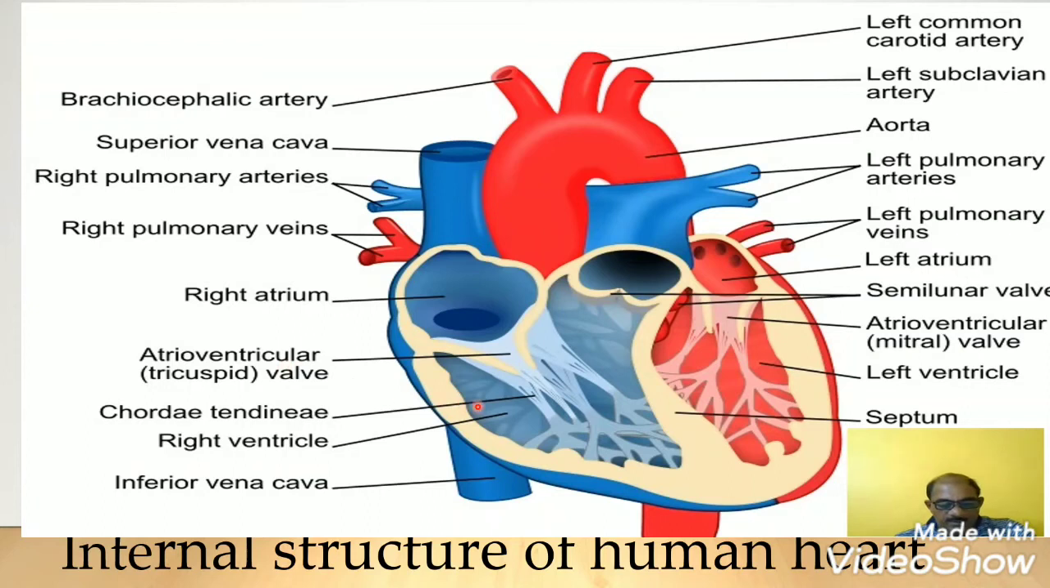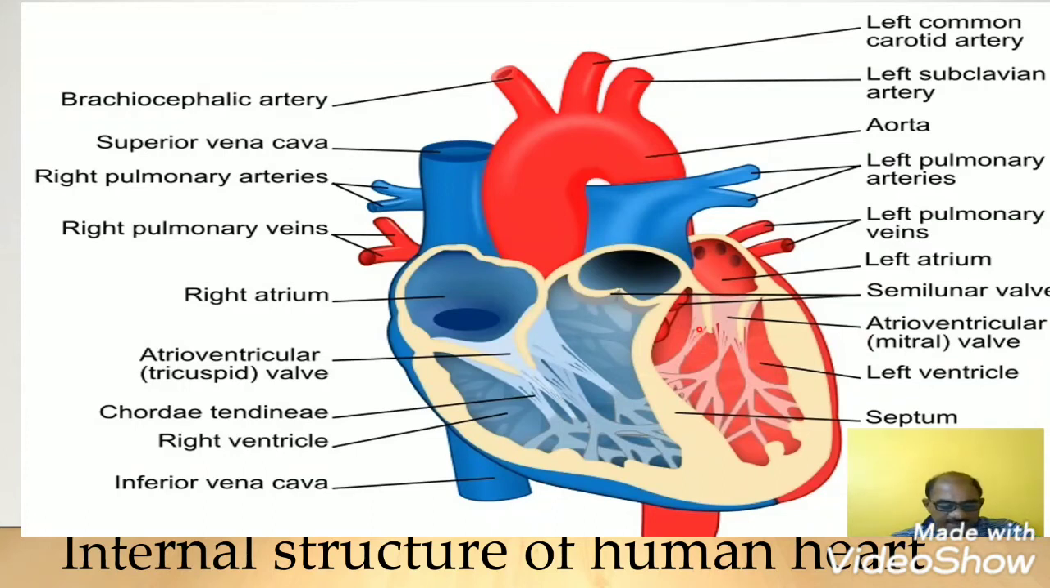And toward the left side, the atrioventricular valve or mitral valve is present. It is a two flap-like structure, and that valve is called bicuspid. Here the three flap-like structure, so that valve is called the tricuspid valve.